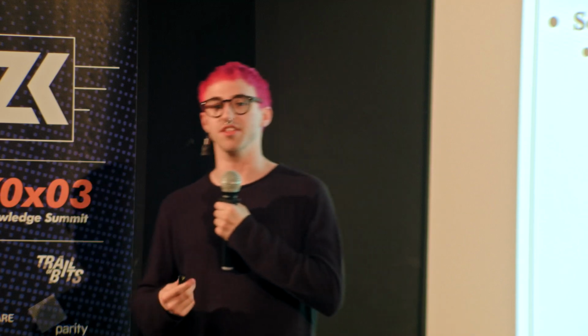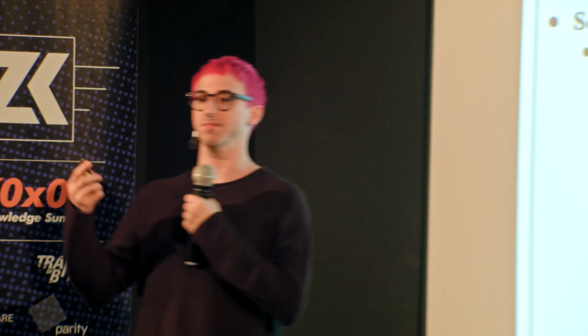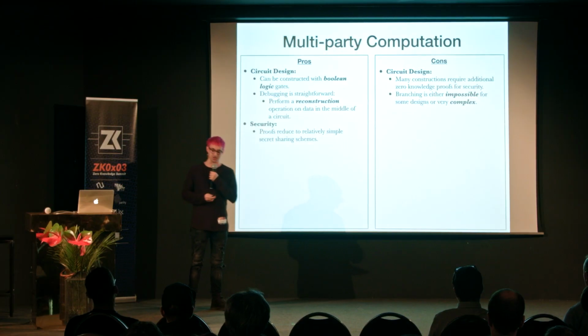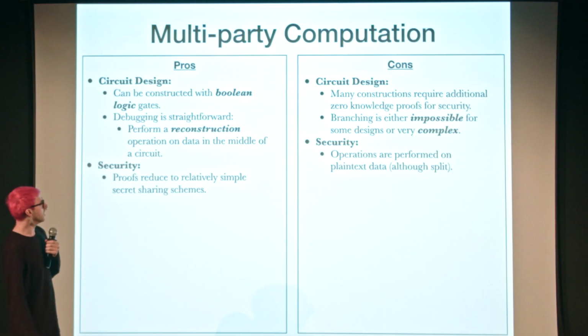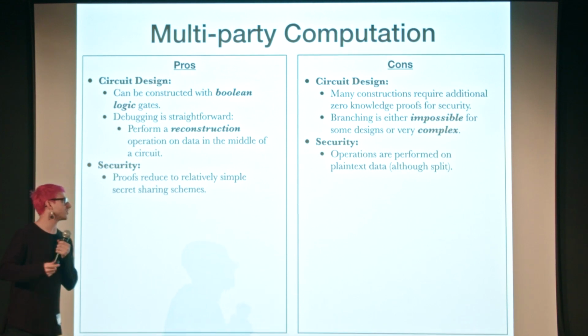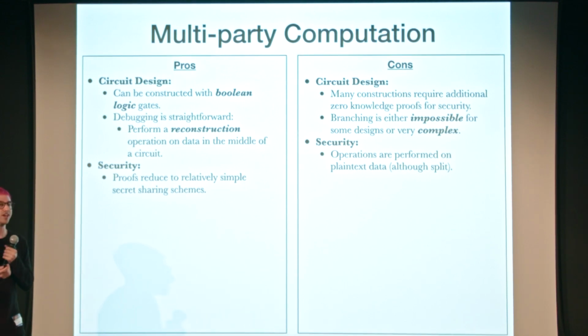Branching is also either impossible or makes it really complex to perform. So when you perform some MPC operation, it's going to require a ton of complexity just to be able to perform some branch, if you can perform that branch at all. And security-wise, operations are still performed on plain text data, although split.